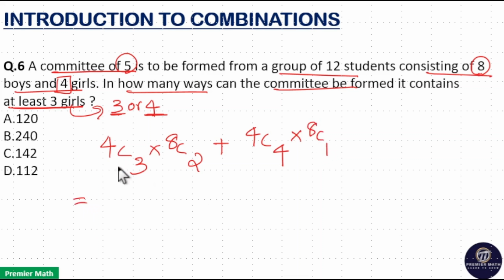So this is equal to 4C3 is 4 and 8C2 means 6 factorial cancel, remaining is 7 into 8, here you have 2 factorial. Plus 4C4 means 1, 8C1 means 8.